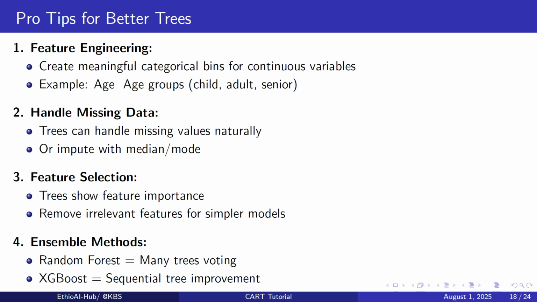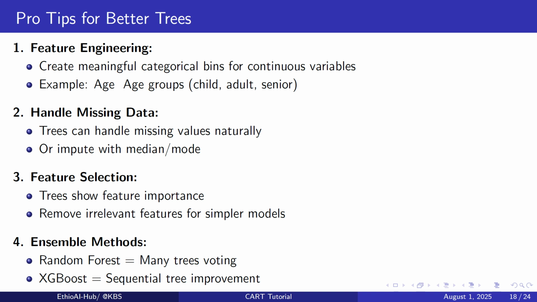For better trees, yeah, create meaningful categorical bins for continuous variables. ለምሳሌ age group ምናምን transformation ላይ careful የሆነ transformation ማድረግ, handling missing data. Yeah, and feature selection also is a good idea to have before actually doing the training. And use ensemble methods እናያለን ወደፊት ስንመጣ እንደርሳለን የኤክስጂ ቡስት እንዴት እንደሚሰራ and random forest also is on the list.